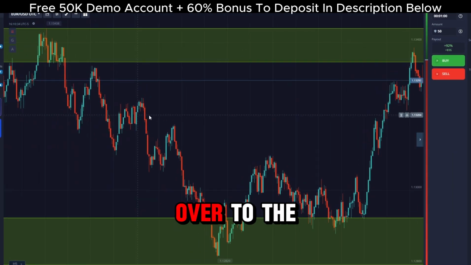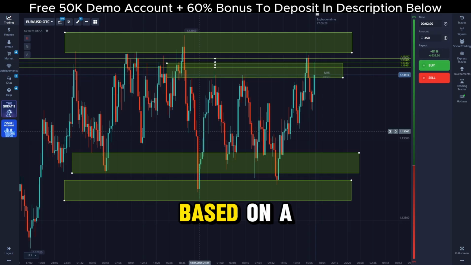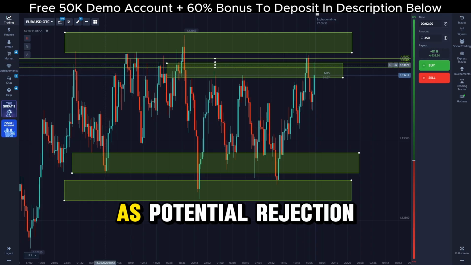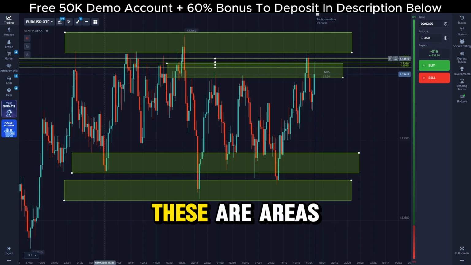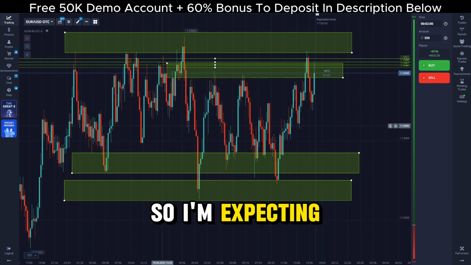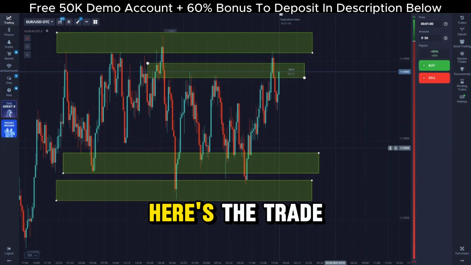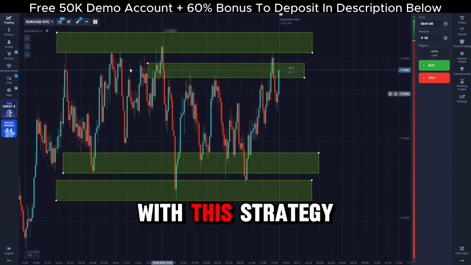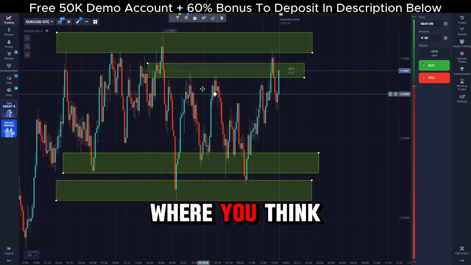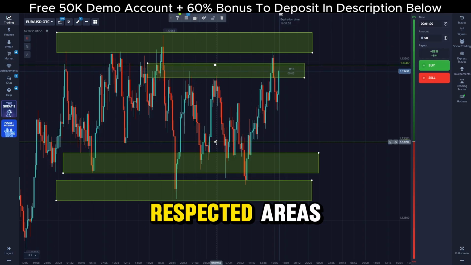Now let's jump over to the 15-minute chart. I've marked out some key rejection zones based on a trade I just took. I'm using the wicks from previous candles as potential rejection points. These are areas where price previously struggled to push through, so I'm expecting a possible reversal when price comes back to those zones. Here's the trade I just entered. With this strategy, you can mark as many zones as you want, especially where you think you'll get the strongest reaction. Just make sure they're clear and respected areas.